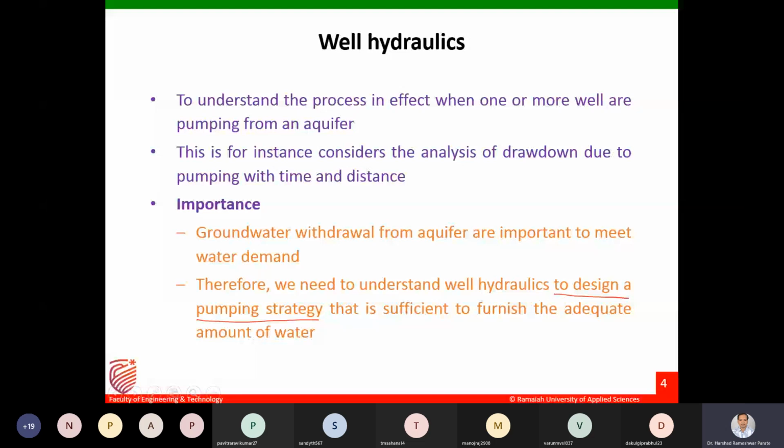If you want to guide any agriculturalist who depends on the bore well for water extraction, we should be able to tell how much water can be extracted safely, and based on that he can decide what crops he should grow.